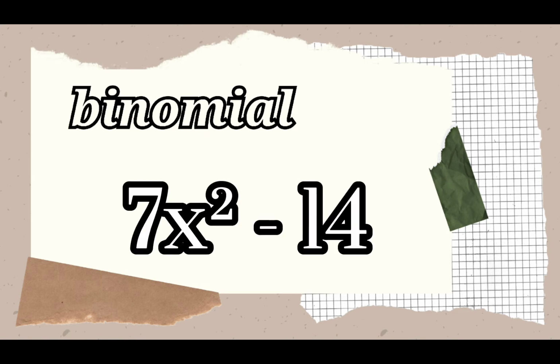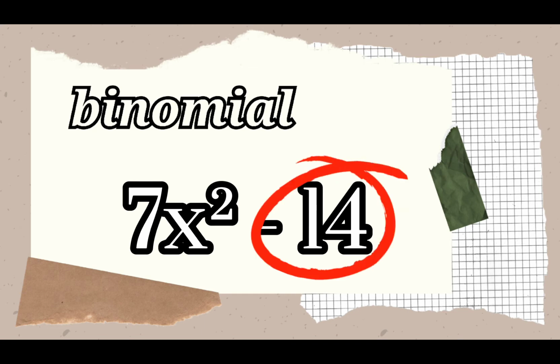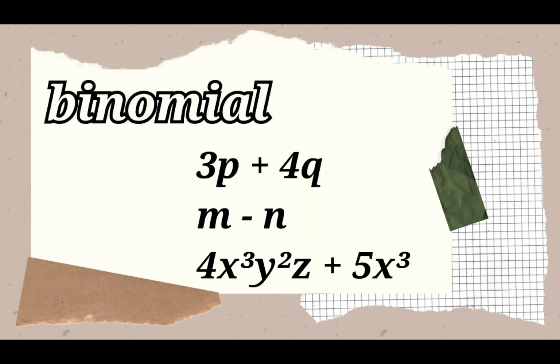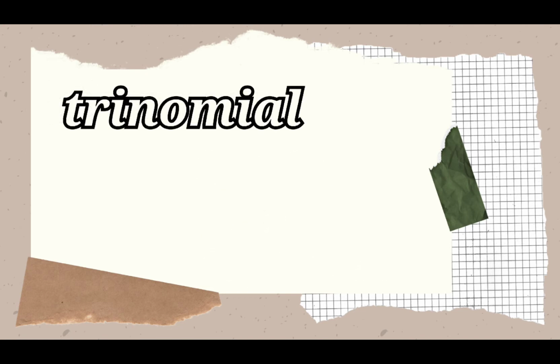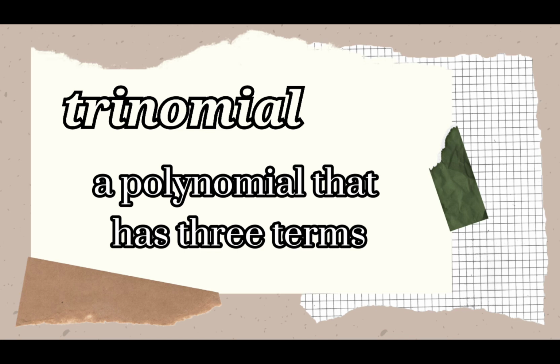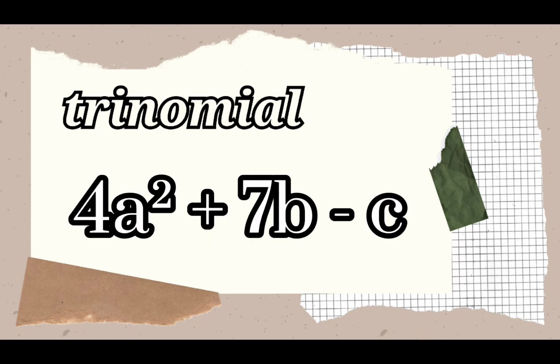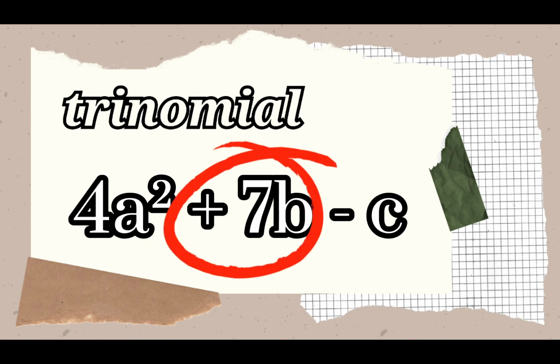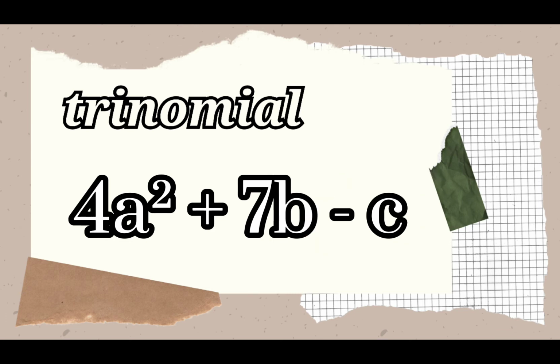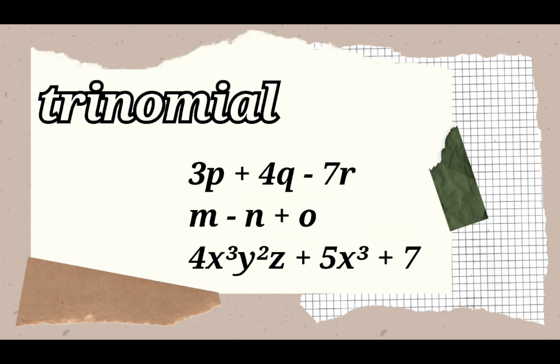Here is an example. In our example, 7x squared minus 14, our terms are 7x squared and negative 14. Here are other examples of a binomial. The third type of a polynomial is trinomial. It is a polynomial that has three terms. In this example, 4a squared plus 7b minus c, our terms are 4a squared, 7b, and negative c. Here are other examples of a trinomial.